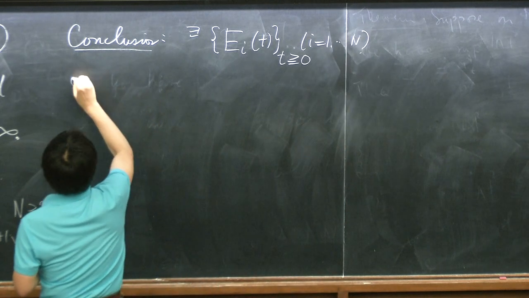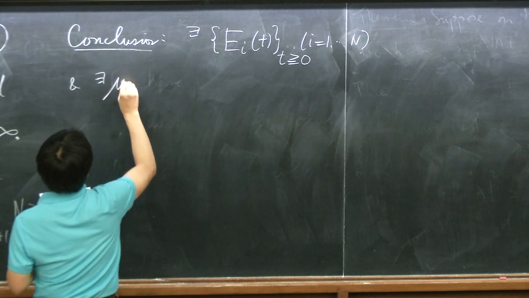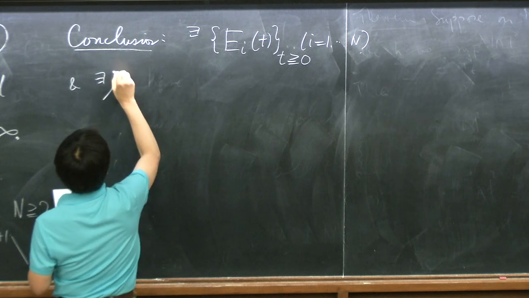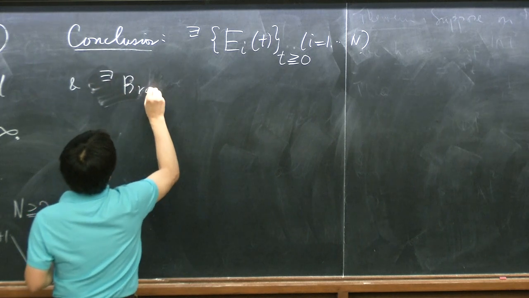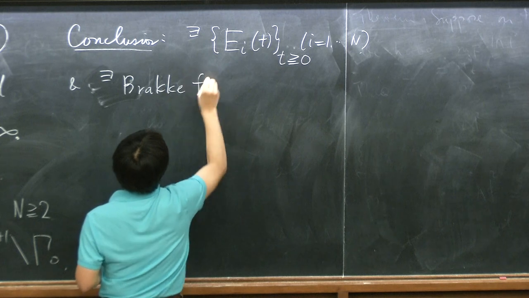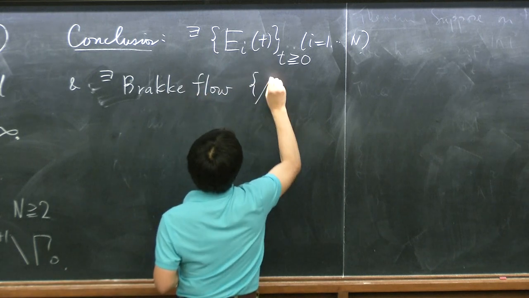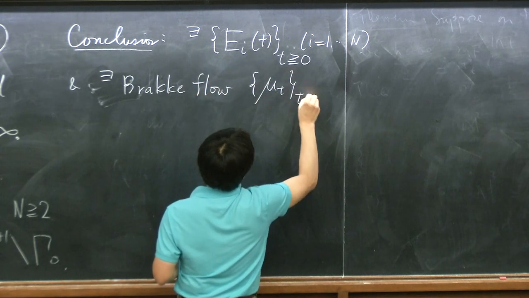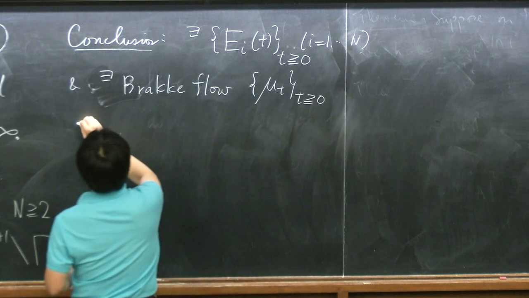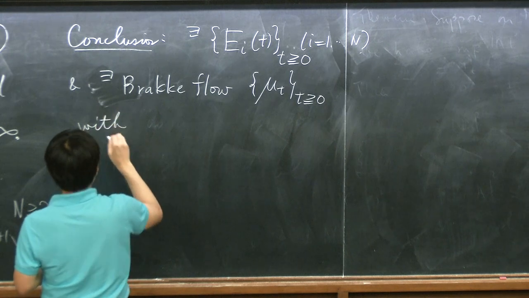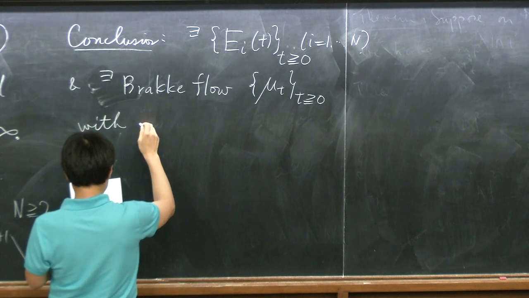And also a Brakke flow. There exists a Brakke flow mu_t, also existing for all time, with the following property. Okay, so I need to explain the relationship of these two things. It's a little bit complicated.